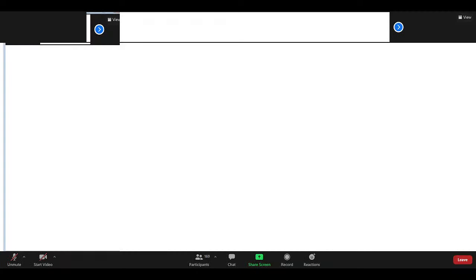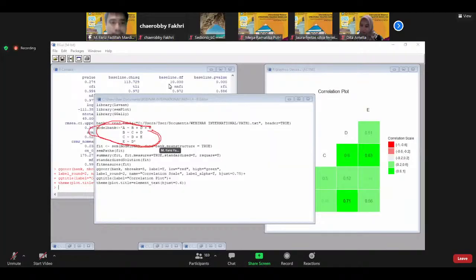The data can be made as a txt file, or maybe you can combine it with an Excel file, etc. You must be careful to make the pattern using the syntax. Okay, this is the pattern or the syntax to make the pattern that is suitable for your path diagram.